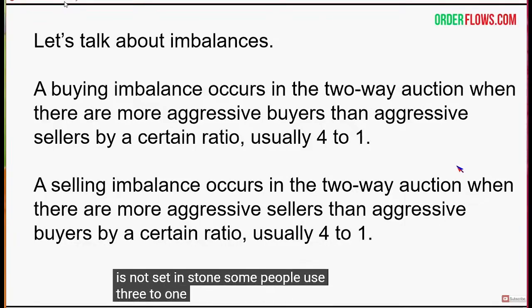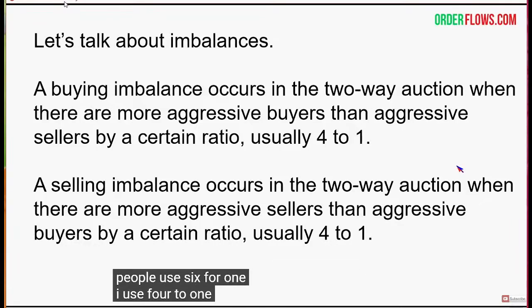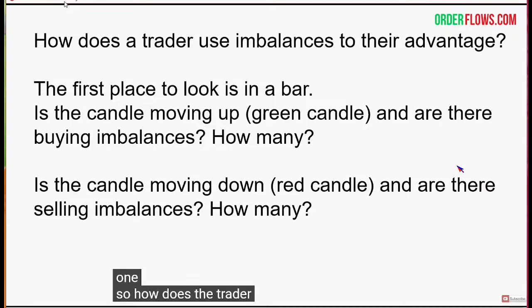Some people use 3 to 1. Some people use 10 to 1. You could adjust it anywhere. I know some people use 6 to 1. I use 4 to 1. And in some cases, I use 3 to 1. But generally, I use 4 to 1. So how does the trader use imbalances to their advantage?